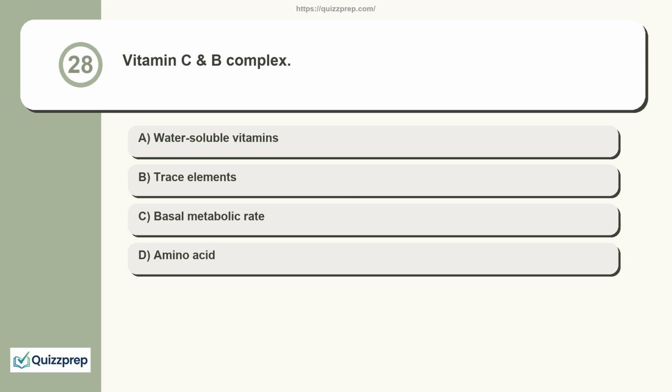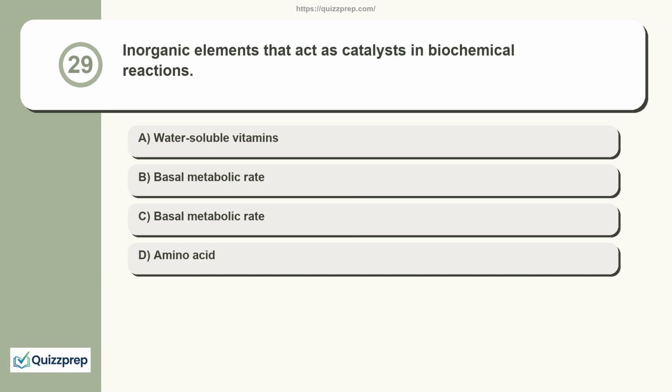Question 28. Vitamin C and B complex. Water-soluble vitamins. Trace elements. Basal metabolic rate. Amino acid. Question 29. Inorganic elements that act as catalysts in biochemical reactions. Water-soluble vitamins. Basal metabolic rate. Amino acid.